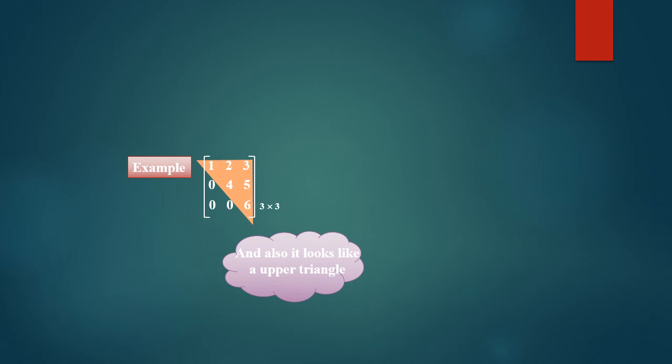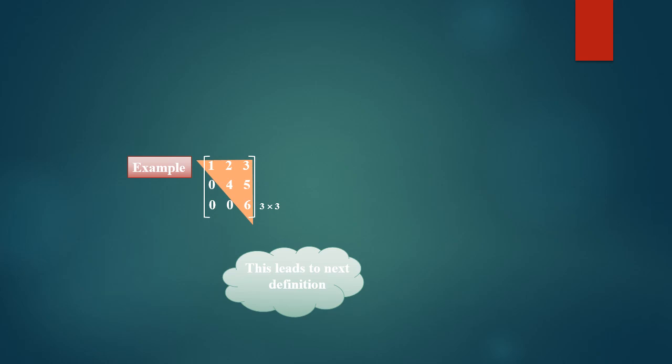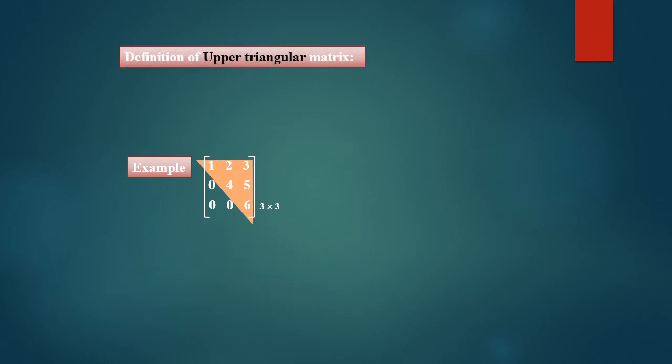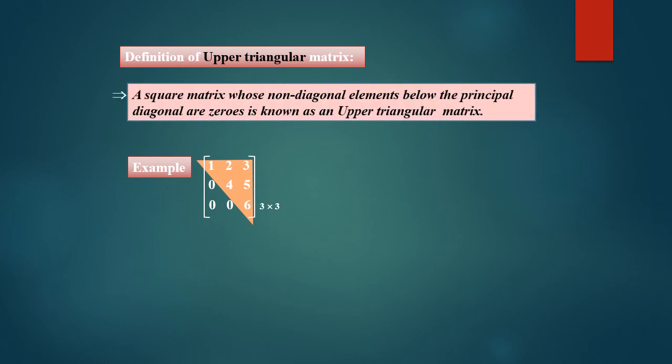That is, the upper triangle elements have some value and all the elements below them are equal to 0. This leads us to the next definition of upper triangular matrix. A square matrix whose elements below the principal diagonal are zeros is known as an upper triangular matrix.